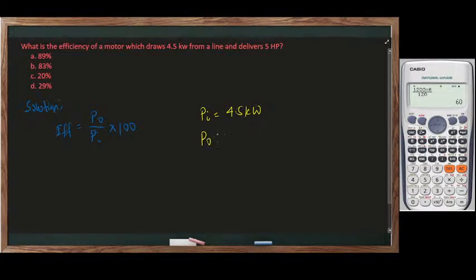Yung power output naman natin is yung kanyang binibigay na power, so that is 5 horsepower. So kapag kinonvert natin to into kilowatts, multiply natin yung 746 divide 1,000. Okay?